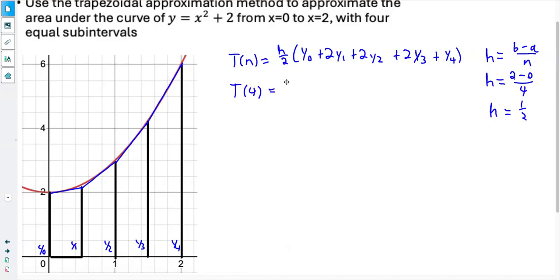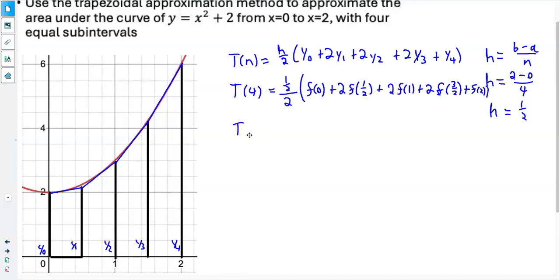So we've got T of 4 is equal to 1/2 divided by 2 times our y naught, which would essentially be our f of 0, plus 2 times y1, which would be f at 1/2, plus 2 times our y2, which would be f at 1, plus 2 times y3, which would be f at 3 over 2, plus y4, which would be f of 2.